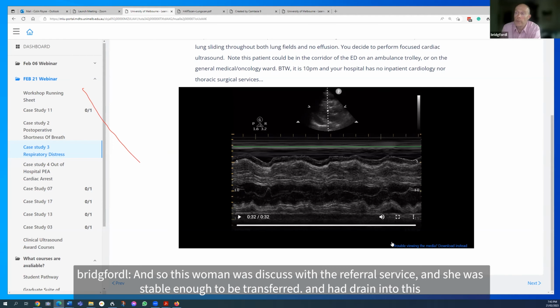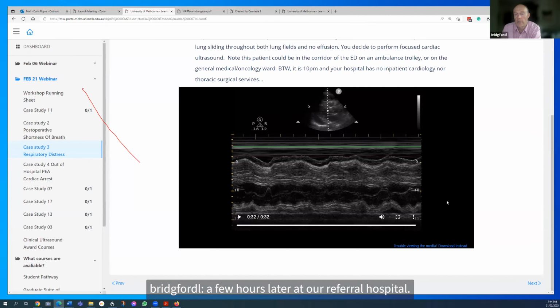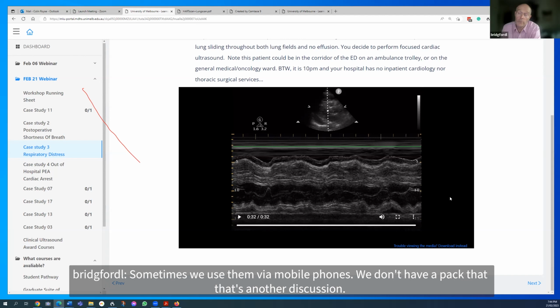So this woman was discussed with the referral service, and she was stable enough to be transferred and had drainage of this pericardial tamponade a few hours later at our referral hospital. And these images, sometimes we use them via mobile phones. We don't have a PACS, but that's another discussion.